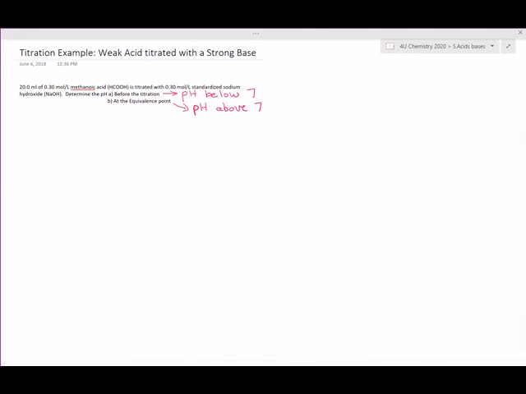Okay, so part A, which as I said is review. This is before the titration, which really just means we have a beaker or a flask of only weak acid, and we want to know the pH.